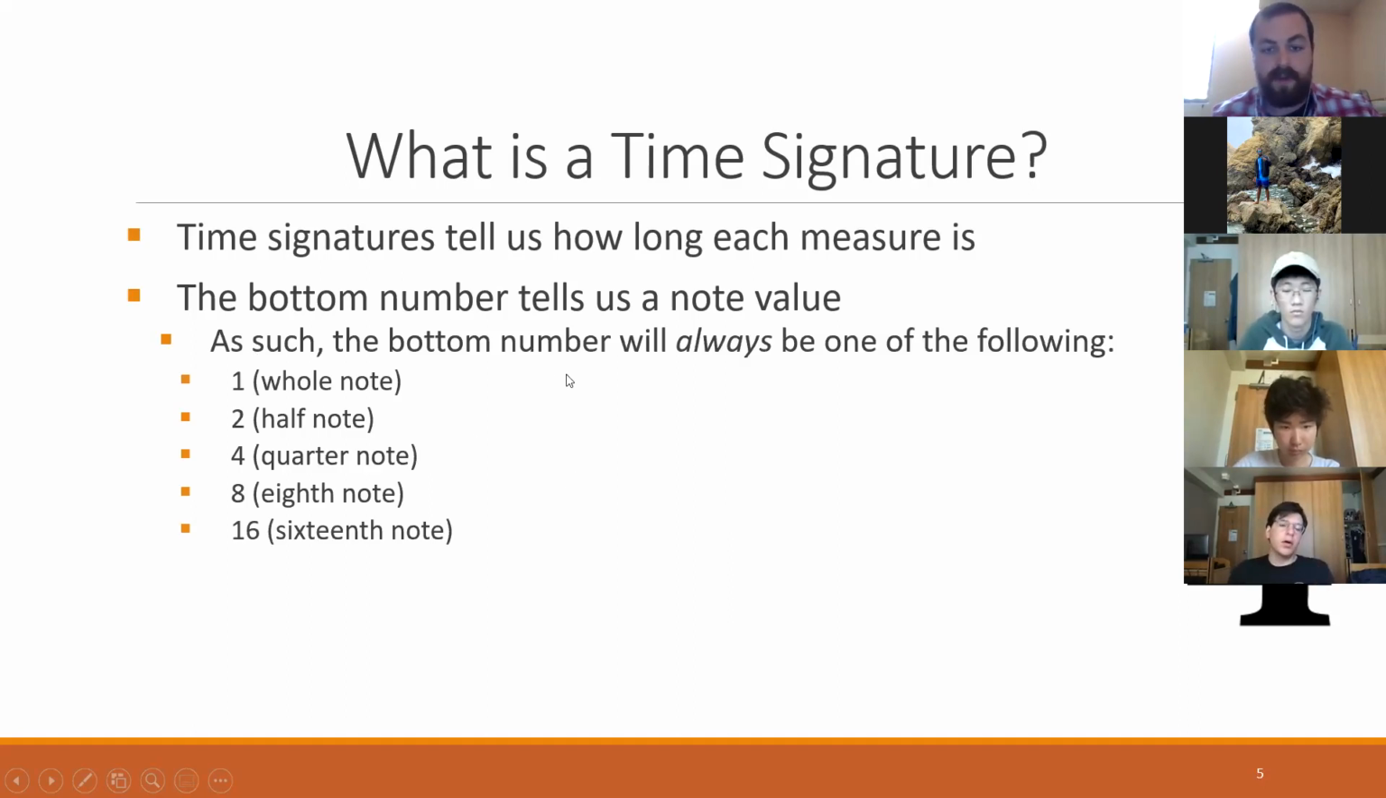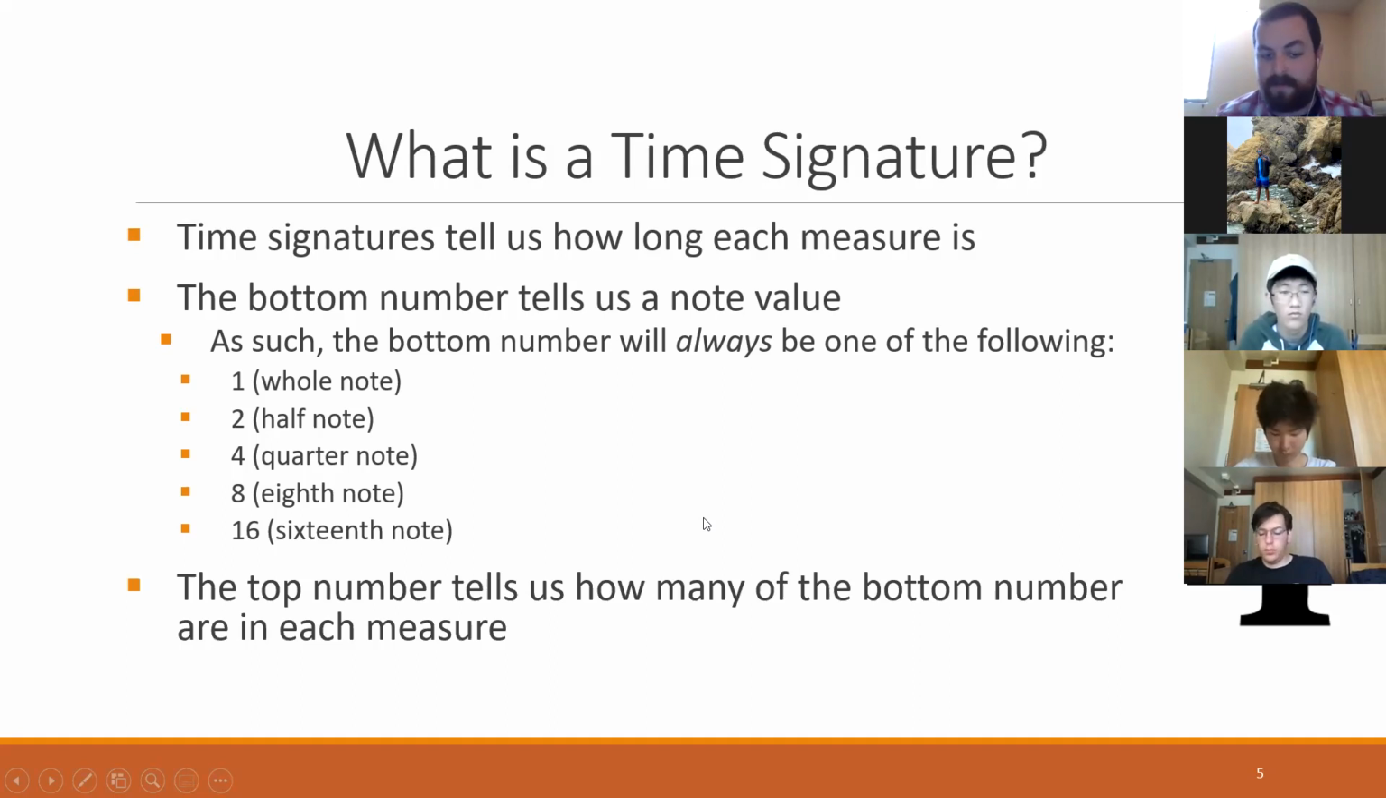So the bottom will always be one of the following: a whole note, a half note, a quarter note, an eighth note, or a 16th note. Most everything we'll be looking at exists in the quarter note, half note realm, but the bottom number will be one of these 5 options, without question, full stop. If you see a 3 on the bottom, that is incorrect, for instance, for reasons that we'll talk about later. So the bottom number represents a note value.